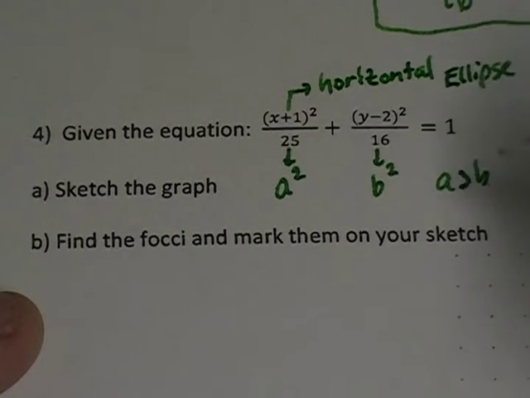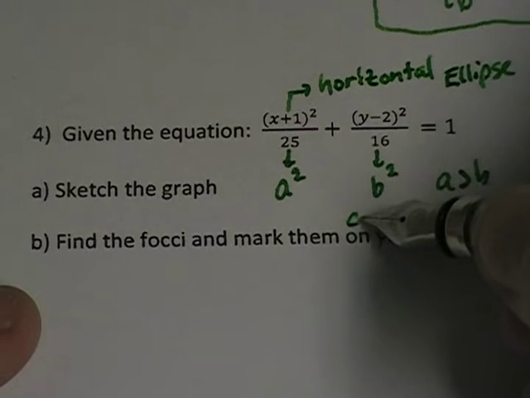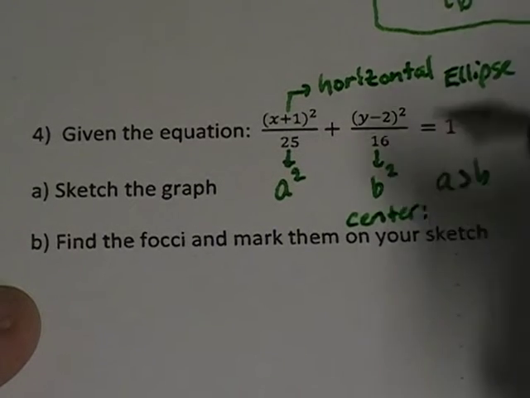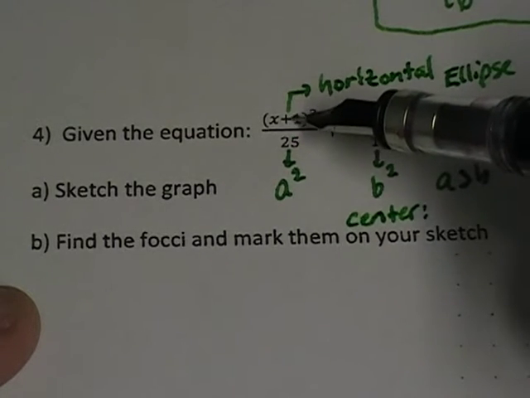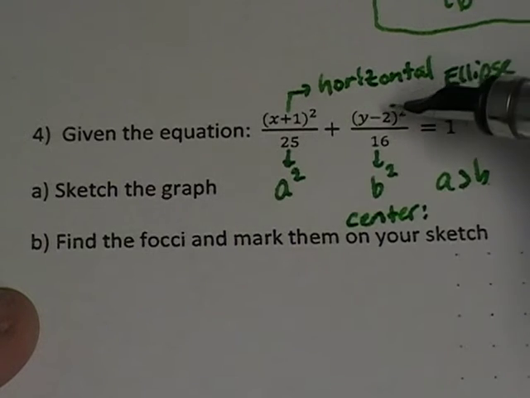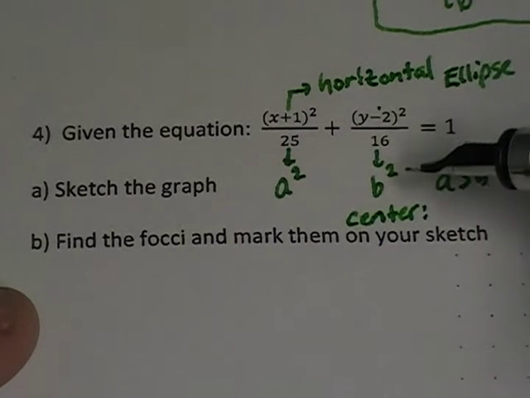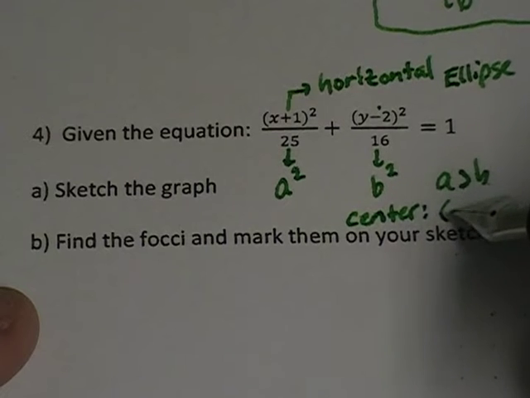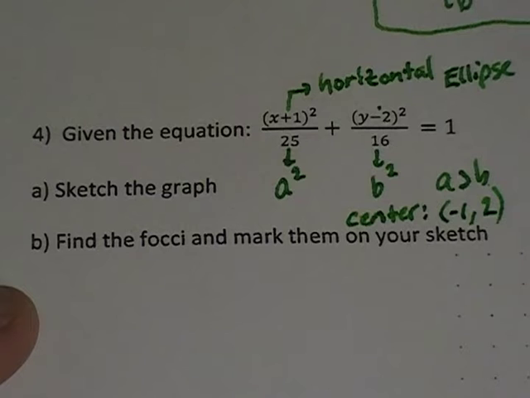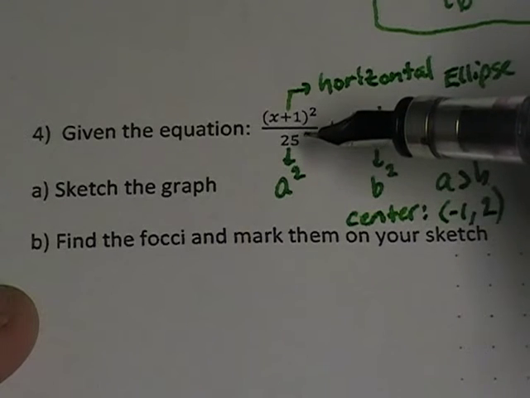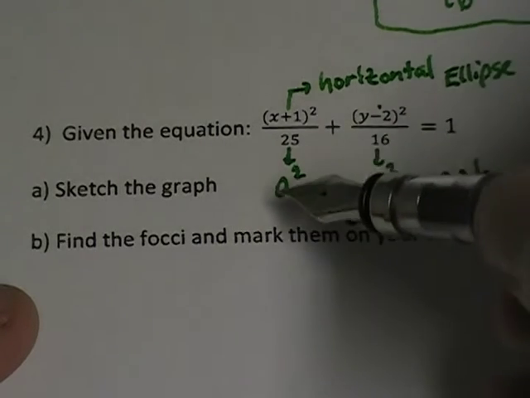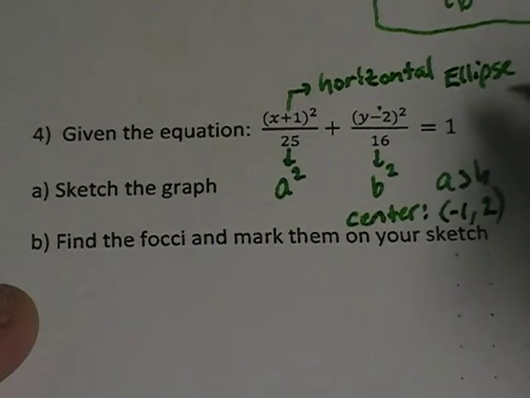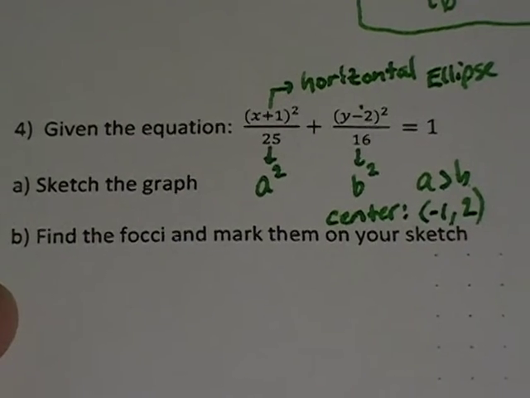We also know that the center, going back to the one we just did, plus 1 is going to be to the left and minus 2 is going to be up. So left 1, up 2. The center is at (−1, 2). So this is the center, and we know a squared is 25, which also leads us to what? a is 5 and b is 4.